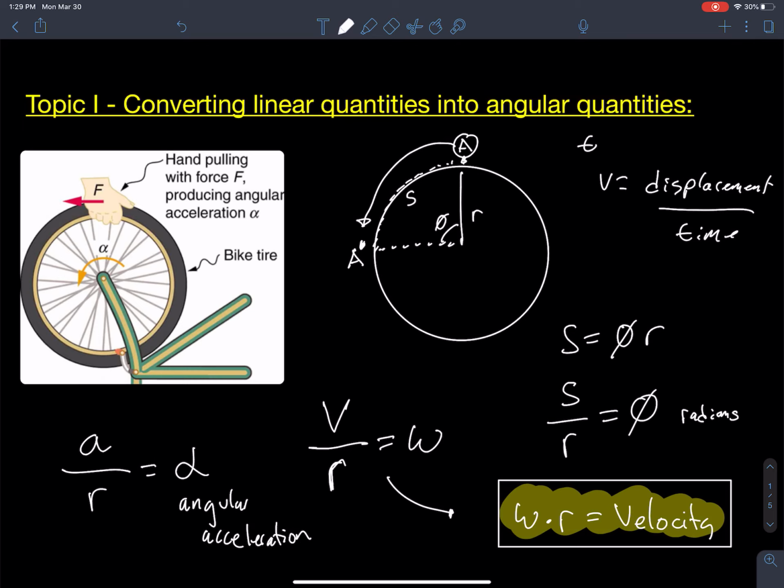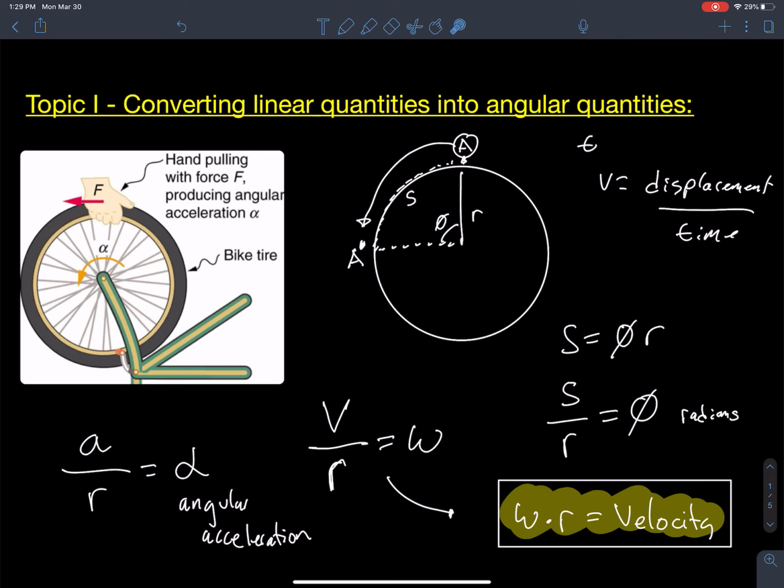So what this is saying is that if you just take your linear terms from the kinematics, like velocity, displacement, acceleration, and divide by the radius of that rotating object, you will get the angular terms, such as angular acceleration, angular velocity, theta. And just remember, you can convert them back to the linear term by multiplying by the radius. So I can convert my angular acceleration back to linear acceleration by multiplying by the radius. That's how we convert linear quantities into angular quantities: dividing the linear terms by the radius gives me my angular terms.